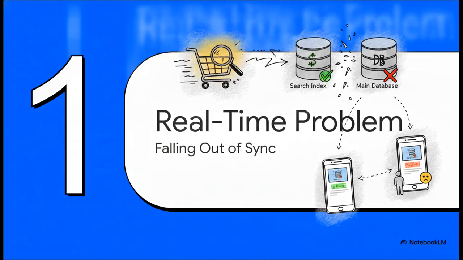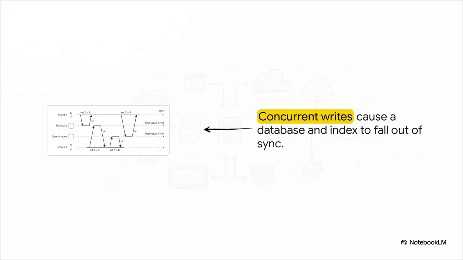The real-time data problem, and what happens when things fall out of sync. Imagine this cinematic production crisis. Picture an e-commerce platform getting hammered with traffic. You're processing thousands of checkouts a second. Suddenly, your search index and your main database start lying to your users. Someone sees an item in stock on the search page, clicks it, and boom, it's sold out in the database.